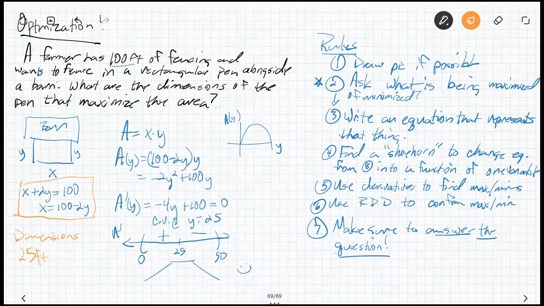However, it asks for the dimensions, so I need both the x and the y. Well, I know that y is 25, so I can plug that in, and I know that x has to be 50. So those are my dimensions.